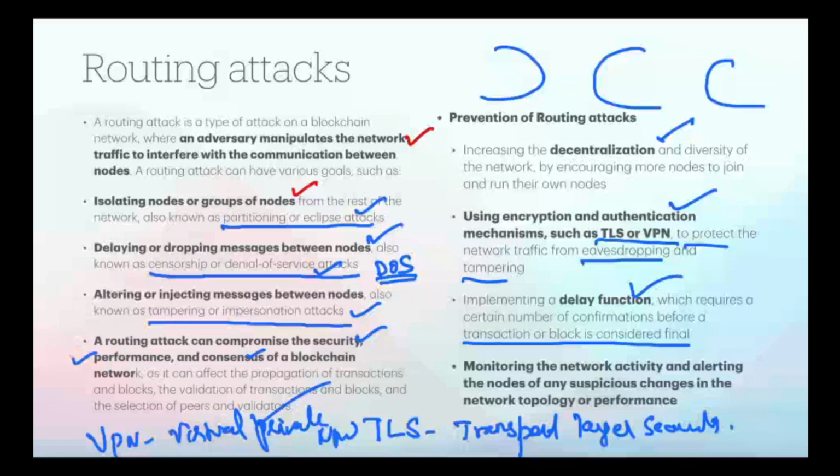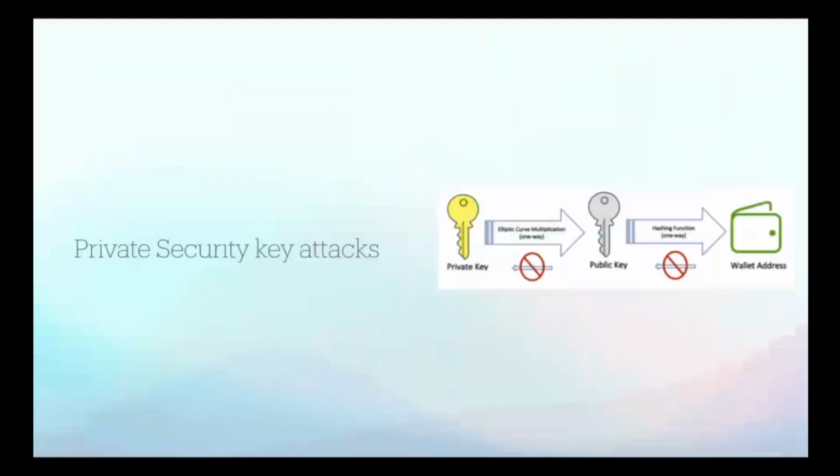And finally, we just keep on monitoring the network because it's dealing in the network layer. We have to keep on monitoring how the network is dealing with the routing attacks. So this is the next kind of attack. Generally, we call it the routing attacks.